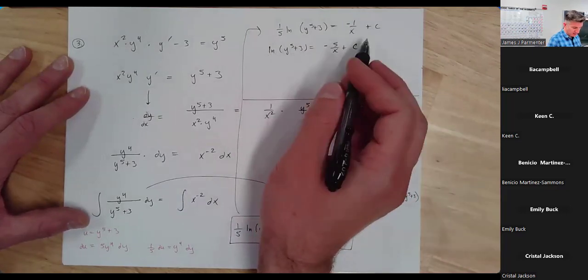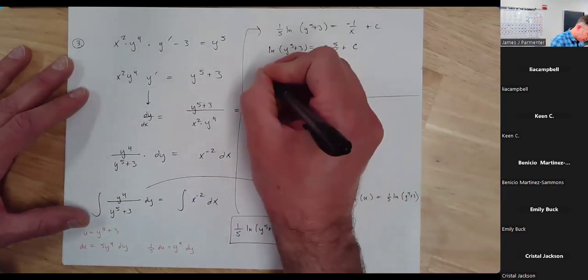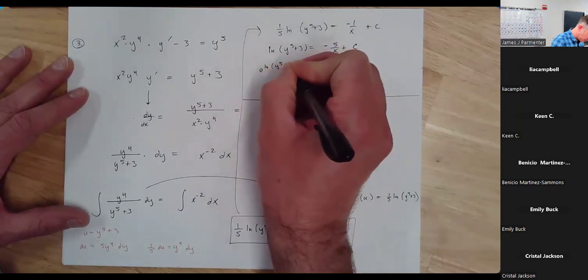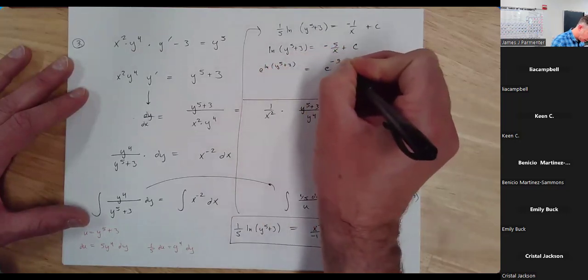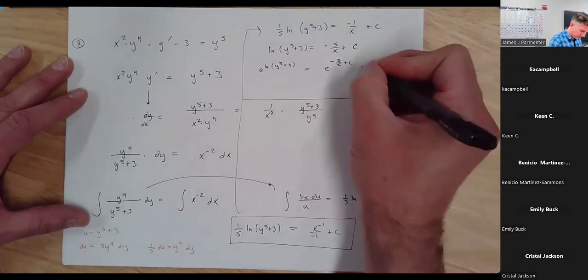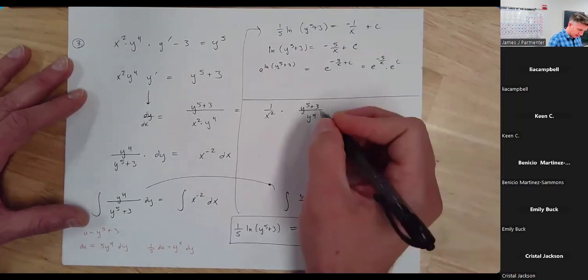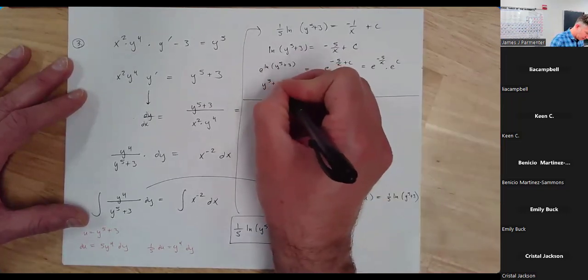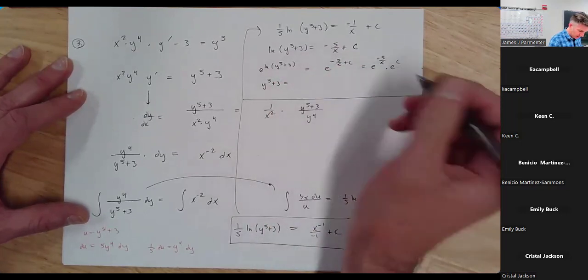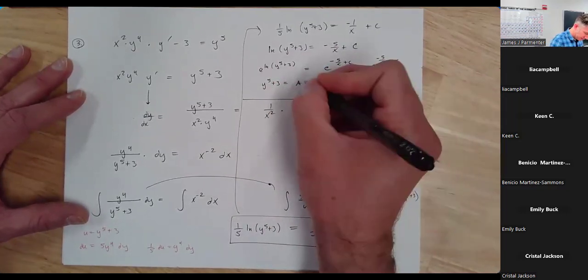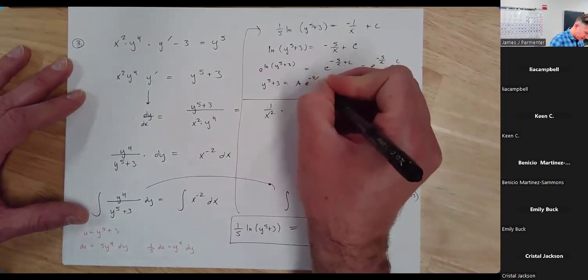Then we're going to do e to the both sides. So we're going to have e to the natural log of y to the 5th plus 3 equal to e to the -5 over x plus c. We break apart the right-hand side as e to the -5 over x times e to the c. And then we have y to the 5th plus 3 equal to, e to the c is just a new constant, I like to call it a, times e to the -5 over x. Finally, subtract 3 and take the 5th root of both sides to get that y is equal to a times e to the -5 over x minus 3, and then it's all of that to the 1/5 power.